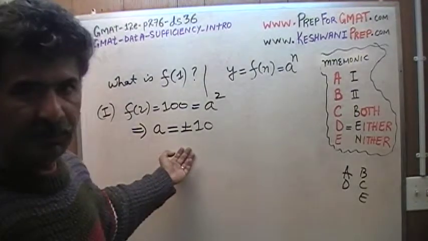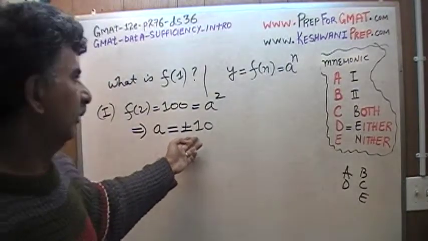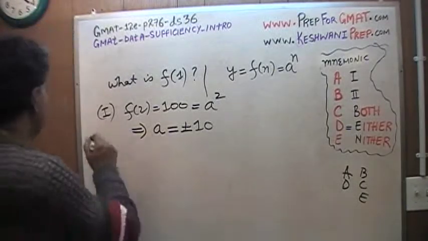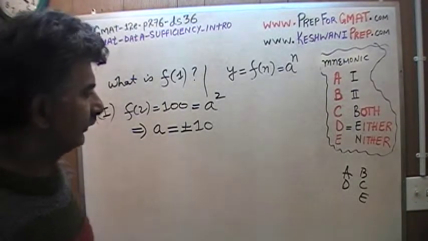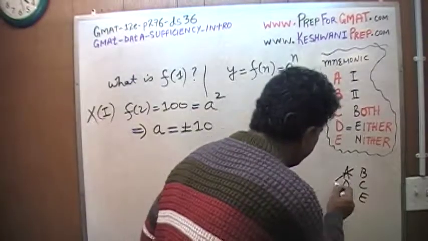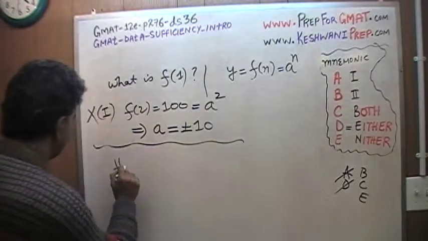Since we do not know which one it is, we cannot figure out the value of a. It's positive 10 or negative 10. We do not know. And since we do not know a, we cannot figure out f of 1. The first statement by itself is not enough. Since the first statement by itself is not enough to answer the question, the answer cannot be A, nor can it be D. Let's look at the second statement.